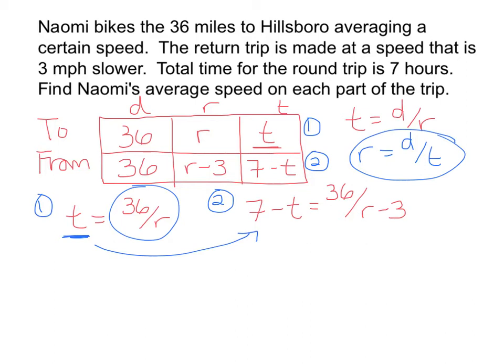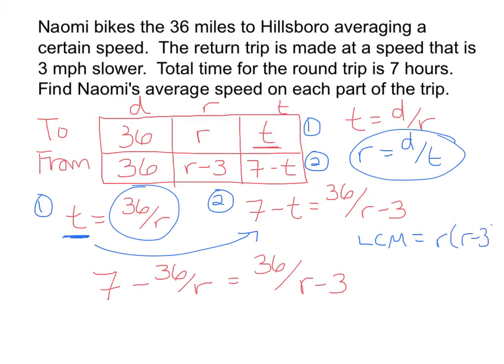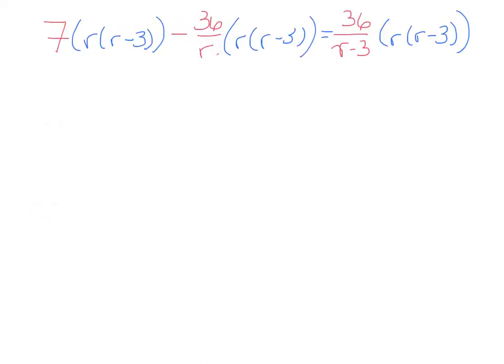So we have 7 minus 36 over r equals 36 over r minus 3. Now we're going to use the principle that we recently showed, where we multiply everything by the LCM so we can eliminate the r's from the denominator. The LCM, or the least common denominator, is r times r minus 3. So multiply everything by that common denominator. Here I have shown that step. So let's see what happens.